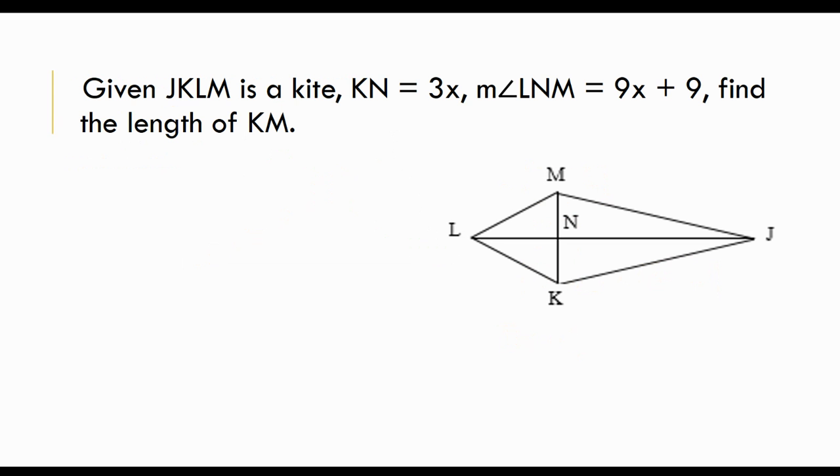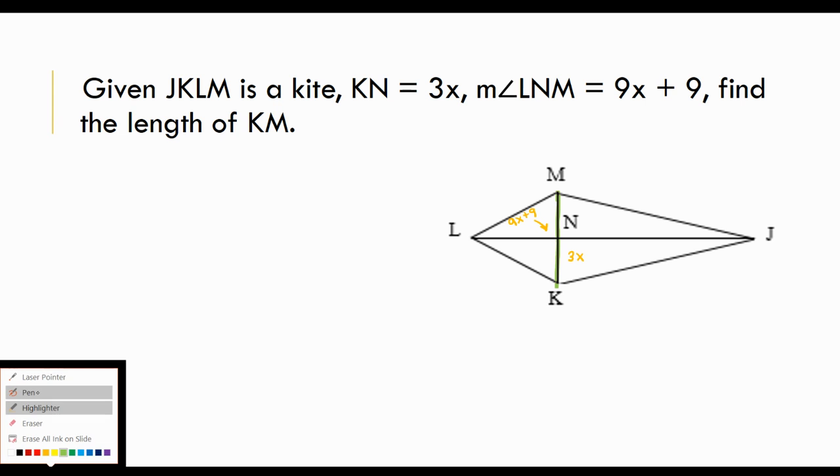All right, let's look at another kite. JKLM is a kite. I know that KN is represented as 3x. I know that angle LNM, this right here, is going to be 9x plus 9. We want to find the length of KM, which is that entire diagonal.